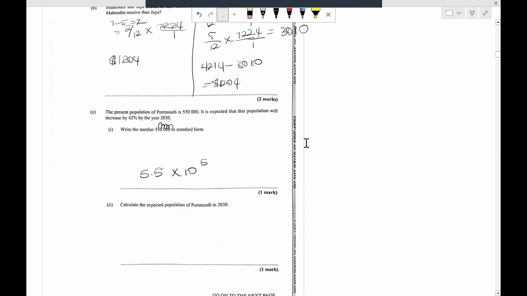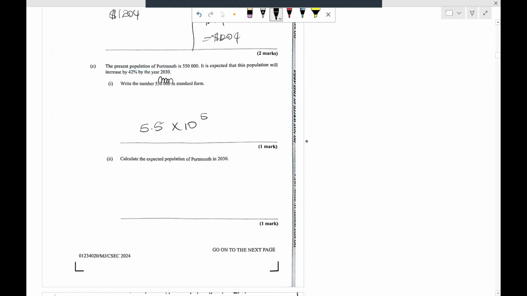Calculate the expected population of Portsmouth in 2030. Again, 2 ways I'll show you how to work this. We have the short way, which I would expect is what we would aim to do, right? So the population is expected to increase by 42%. So it's going to go up to 142%, right? So the population in 2030 would be 142% of 550,000, right? You plug that in your calculators.